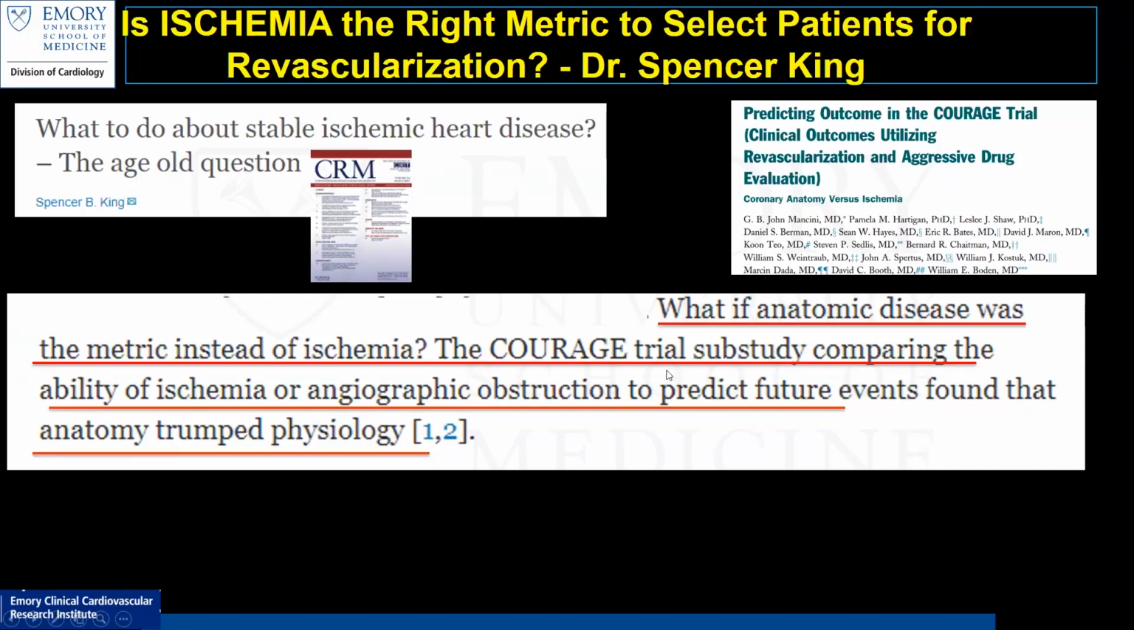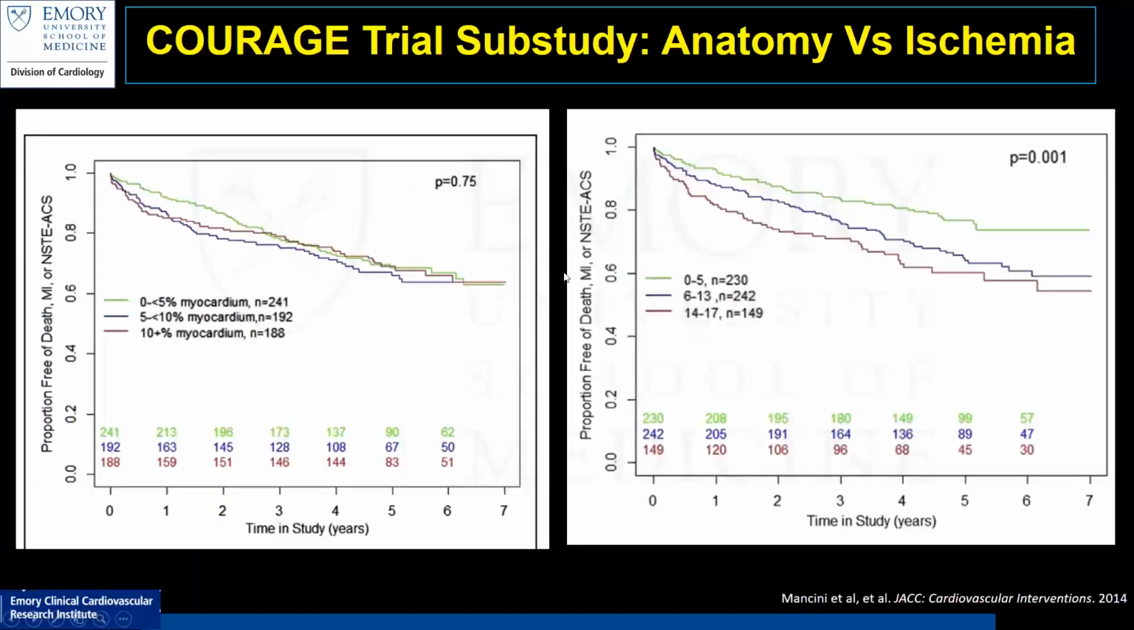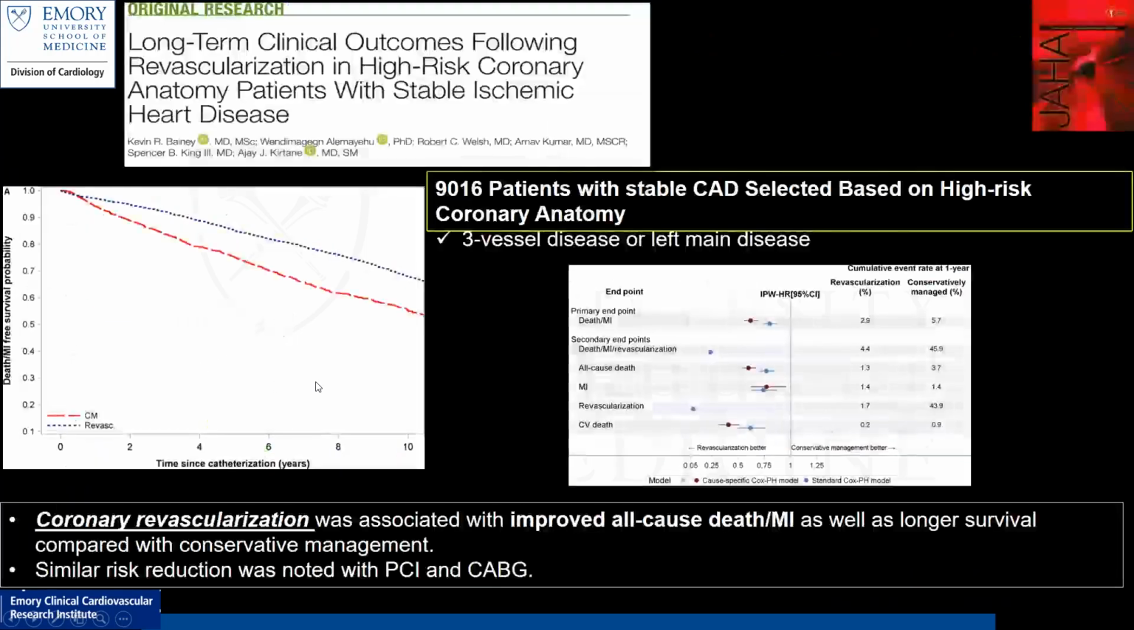He then drew my attention to a sub-study of the COURAGE trial, and he asked, what if anatomic disease was the metric to revascularize instead of ischemia? And I looked at the COURAGE trial sub-study, and in this study, a score based on anatomical parameters was made to define CAD burden. And this score far outweighed ischemia in terms of predicting future cardiac events.